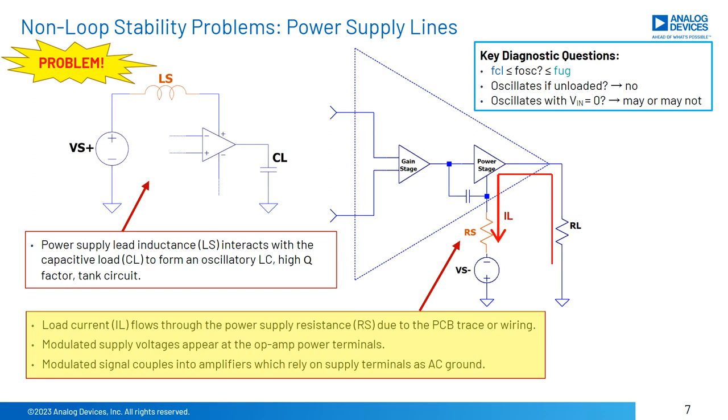Most op-amps do not have a ground pin, and therefore rely on the power supply pins to be at good low impedance AC ground for connections of internal compensation components. The observed oscillation frequency, if there are unwanted impedances in the power supply lines, can be between FCL and FUG. The op-amp circuit will not oscillate unloaded. The op-amp circuit may or may not oscillate with Vin equal to 0 volts.